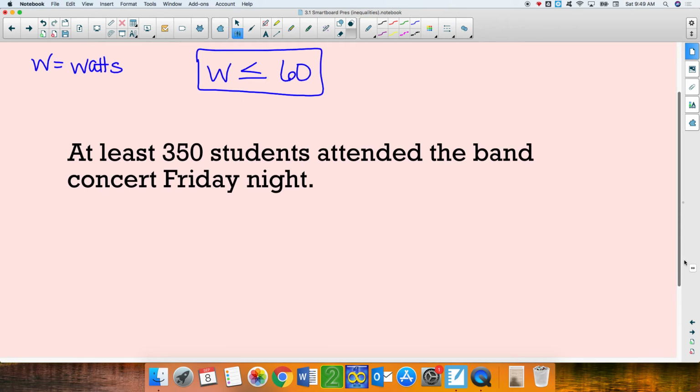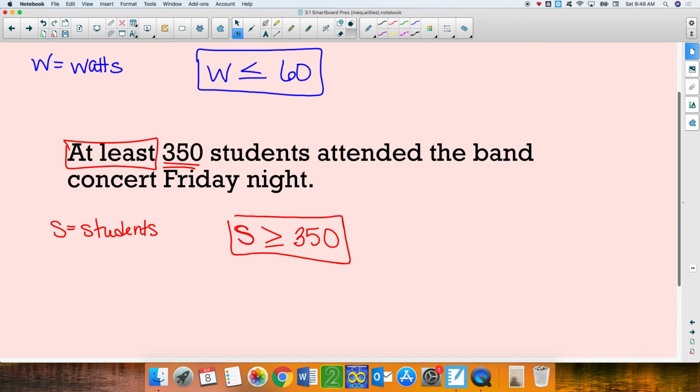Lastly, it says at least 350, there's our number, students attended the band concert Friday night. So S is going to be our students. And again, we're going to write down S, and we're going to write down 350. And it says at least 350 students attended. And so a lot of times we see this at least, and we want to put a less than symbol. But let's think about what that means. If at least 350 attended, that means there was probably more than that there, or equal to. So 350 was the minimum. So the students could be more or equal to 350.